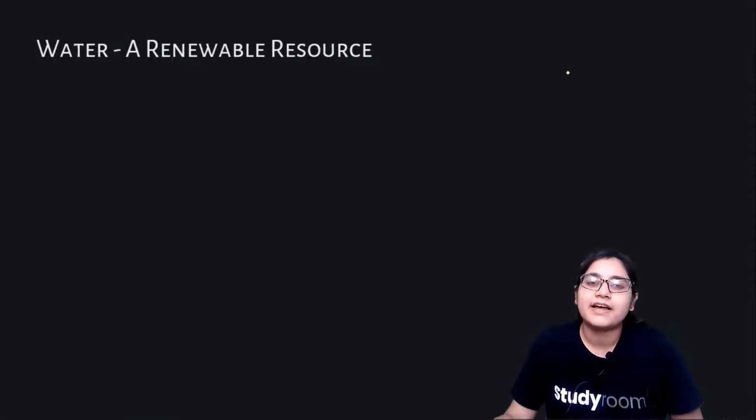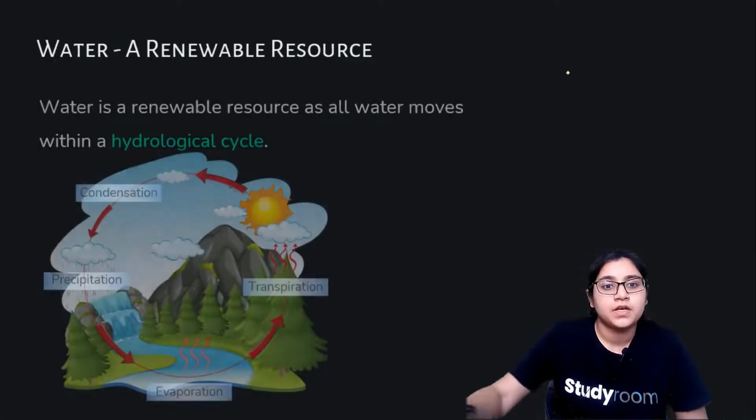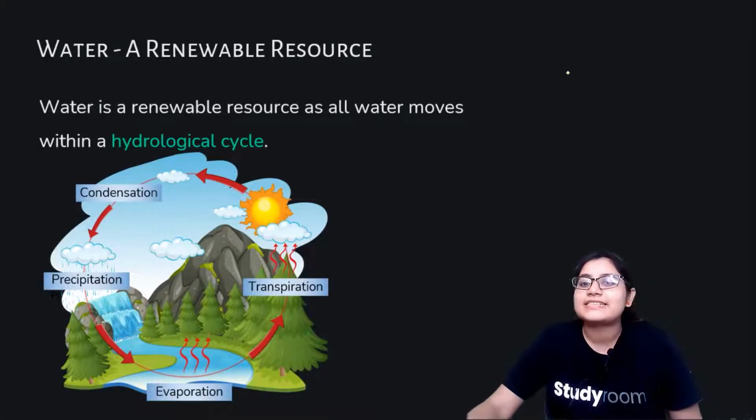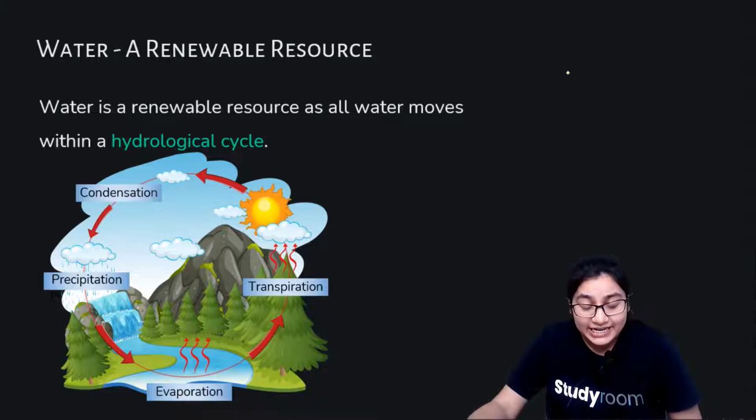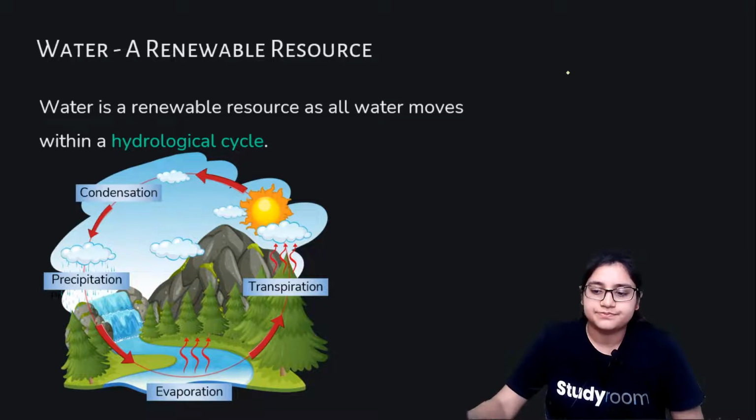So water is a renewable resource. It is a renewable resource as all water moves within a hydrological cycle. That means it follows evaporation, then transpiration, then condensation, and then precipitation. So, in this way, it starts its journey from the surface of the earth and ends its journey on the surface of the earth again.